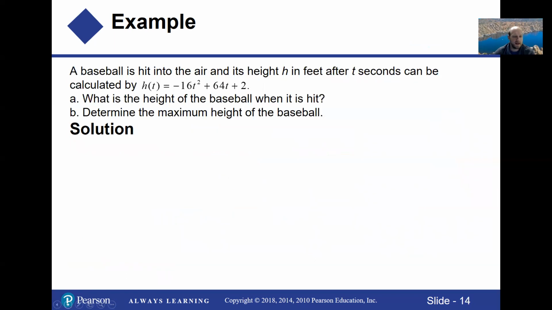All right, here is a word problem. It's a very common word problem that I'm going to show you, but really it's a lot simpler than it seems. A baseball is hit into the air, and its height h, in feet, after t seconds can be calculated by this quadratic: h(t) = -16t² + 64t + 2.